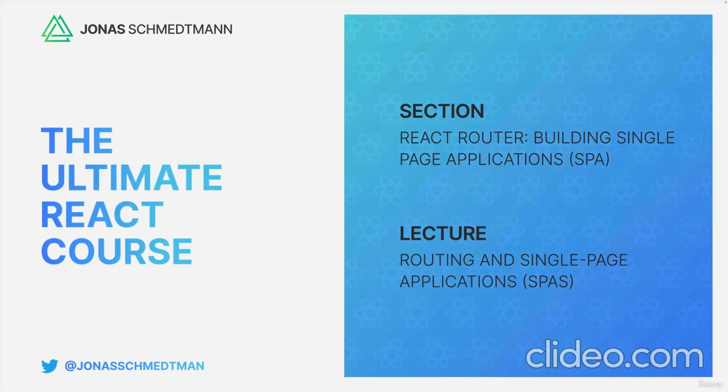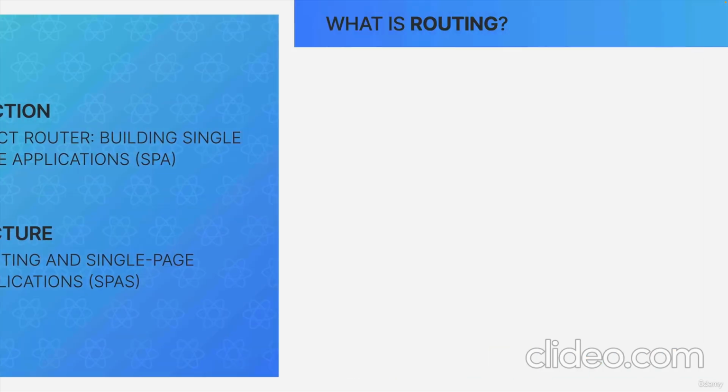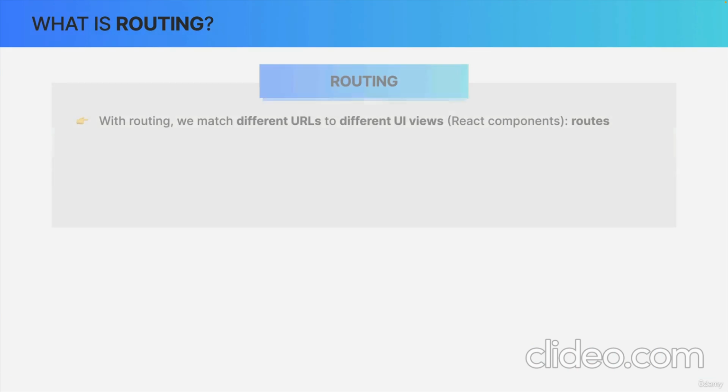So this section is all about React Router and single page applications. And so let's start by understanding what these actually are. So when we use routing in a web application, we basically match different URLs to different views in the user interface. In the specific case of React, we match each URL to a specific React component. And we call each of these matches between a URL and a component a route.